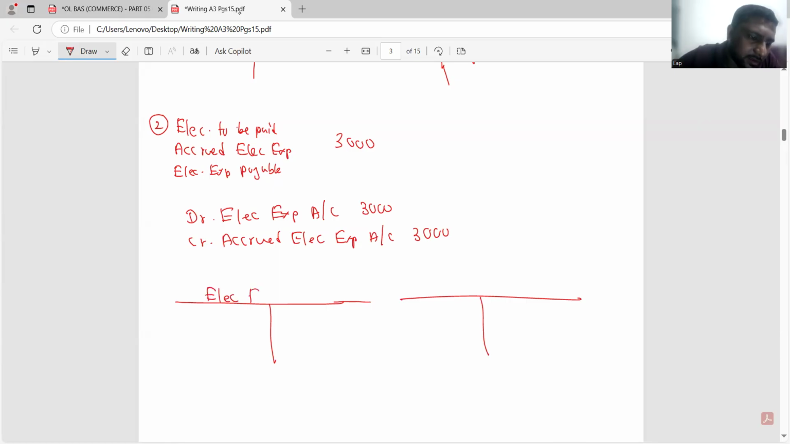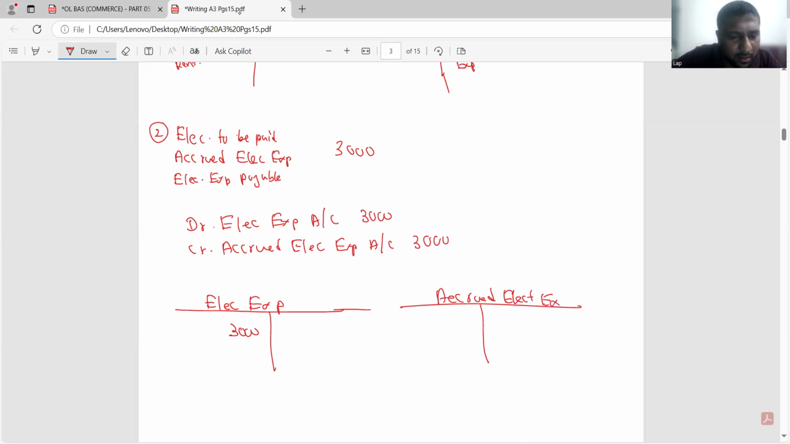Electricity expense account debited 3,000. Accrued electricity expense account credited 3,000. Here accrued electricity. Here electricity expense. Simple game.